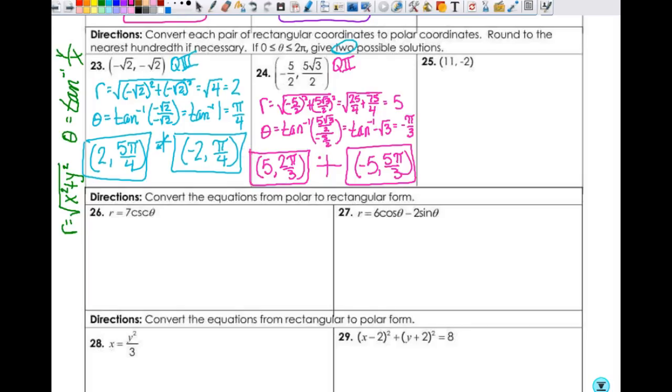All right, then we are going to convert this one. So r is equal to the square root of 11 squared plus negative 2 squared. That's going to be 121 plus 4, so the square root of 125, which is 5 square root of 5. Then theta is equal to the tangent inverse of negative 2 over 11. That's not a special angle that we know.